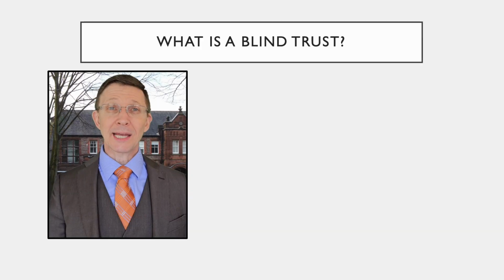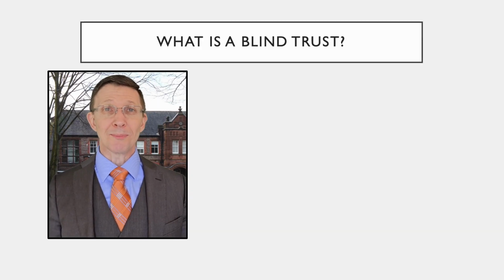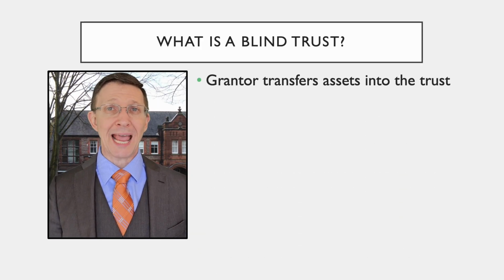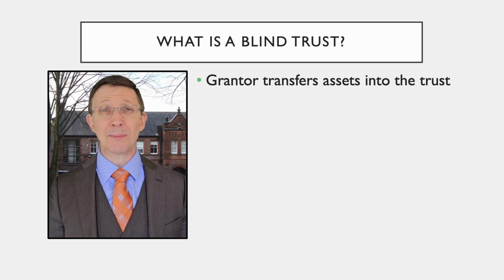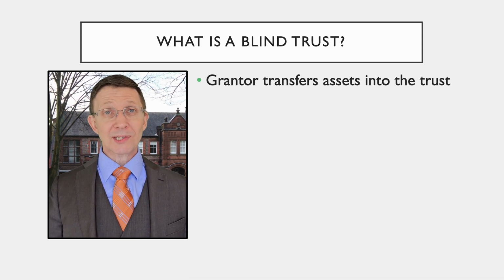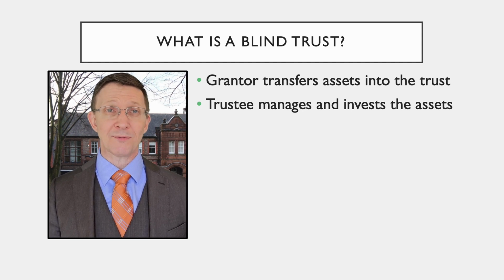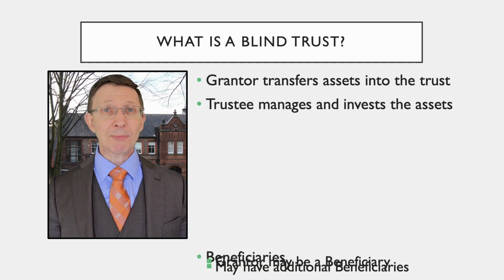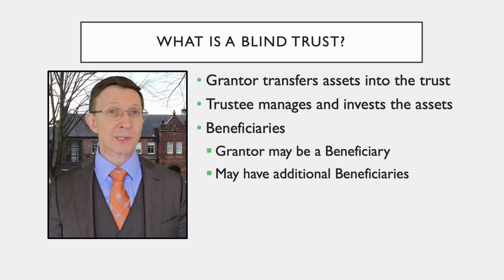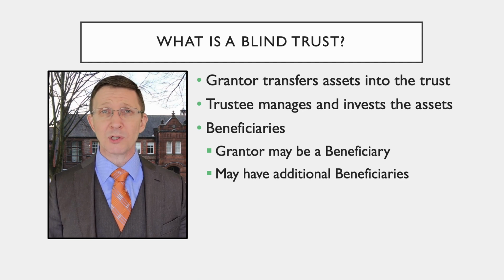What's a blind trust? Blind trusts are not trusts for people who cannot see, and they're not asset protection trusts. Blind trusts are primarily for politicians and government officials. Like any trust, a grantor establishes a blind trust by funding or transferring assets into the trust and placing them in the care of a trustee. The trustee then manages and invests the assets in the trust for the benefit of the beneficiaries. The trust may provide for distributions to the grantor as a beneficiary, as well as to other beneficiaries.